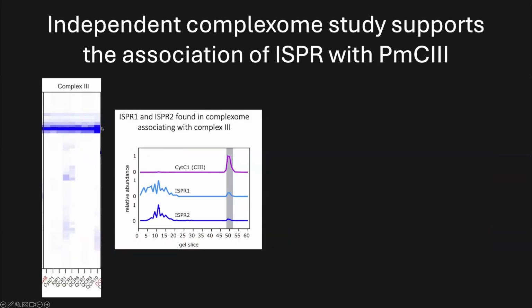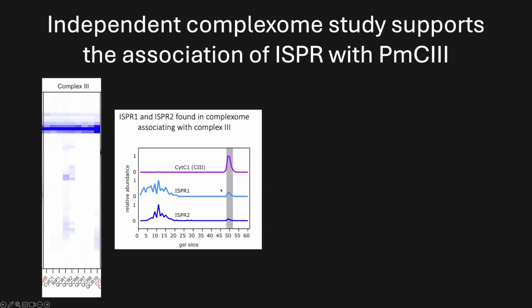And so the first thing is we went back to our complexome and we asked, in that cluster of complex 3 that visualized all of the homologs of the components we already knew, do we see those ISPR1 and 2 co-migrating in that cluster?